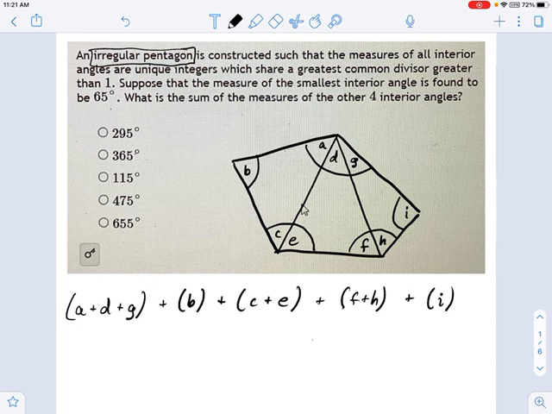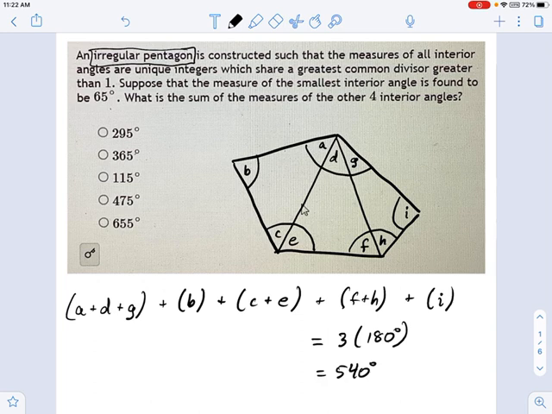So this has to be equal to the sum of 3 triangles, right? And that equals 540 degrees. So the sum of the angles of a pentagon equals 540 degrees.